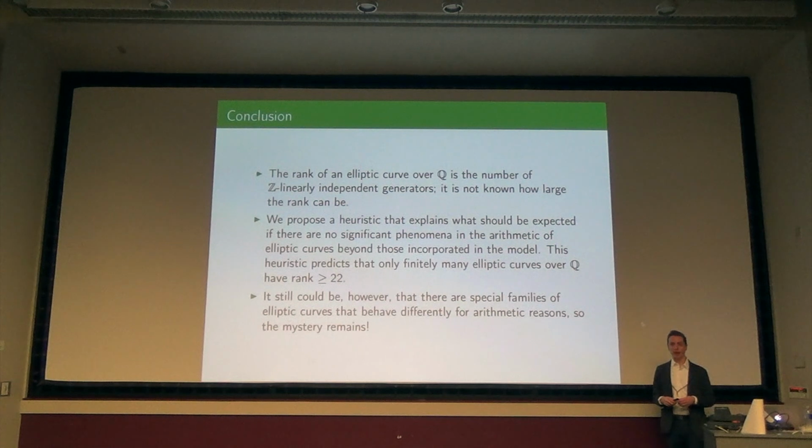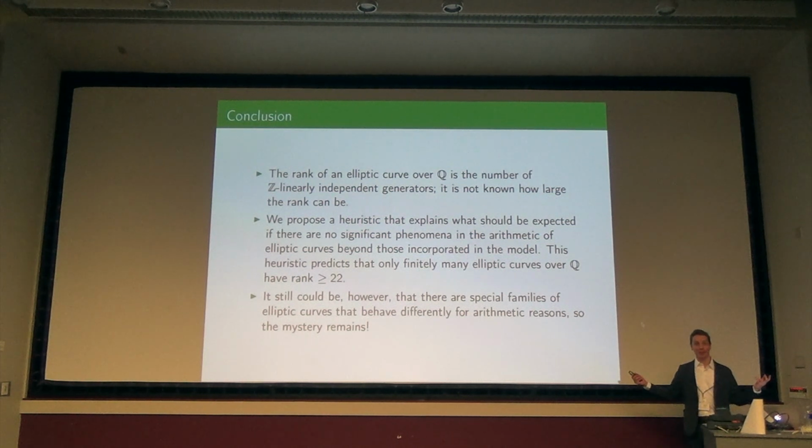And you know what? I still don't know what the answer is. All this says is if there's nothing we missed, ranks are bounded, but maybe we missed something. So there could be some family with special properties. And if you believe in your heart that ranks are unbounded, at least you can take away from our conjecture that they really would have to be a very special thing.